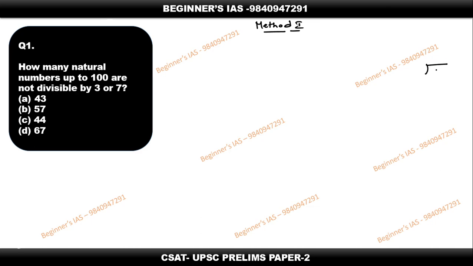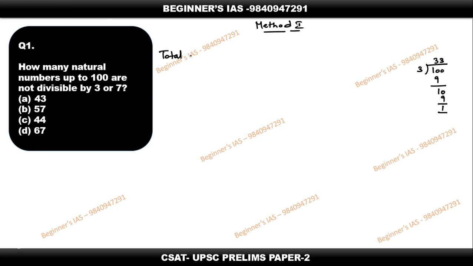So how to do this? How many natural numbers up to 100 are not divisible by 3 or 7? Here what you have to do? Just take 100. Check with the numbers divisible by 3. 3 into 3 is 9, 1, 0, 3 again 9 leaves you the number 1. So this is the simple way to solve this kind of problem.